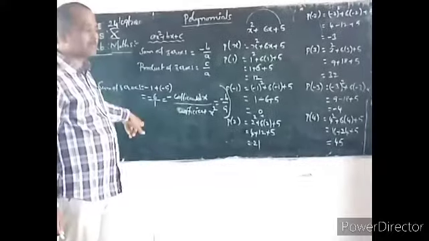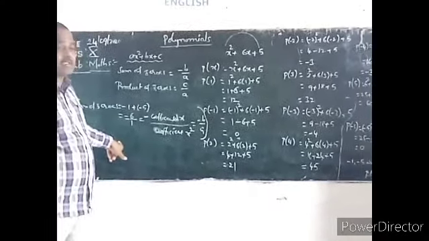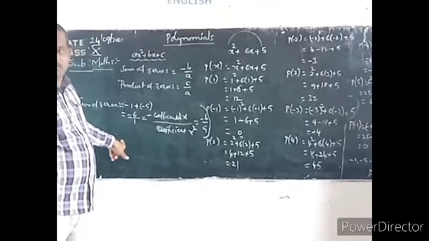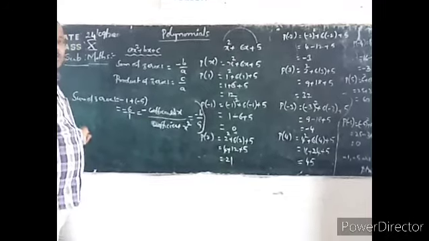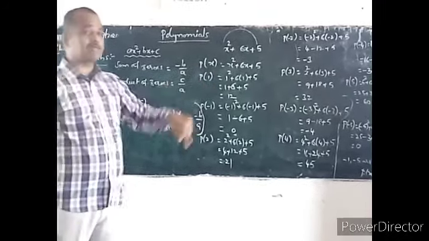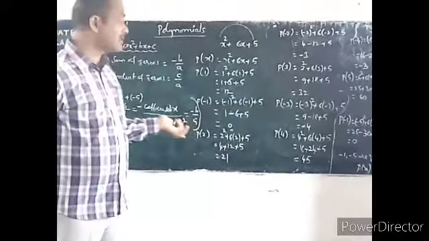So this is the relation between the zeros of the polynomial and its coefficients. In the same way, the product of zeros. The product of zeros is minus 1 into minus 5, which is how much? Plus 5. Plus 5 is the constant term.